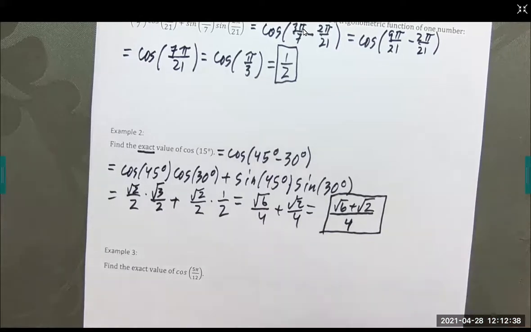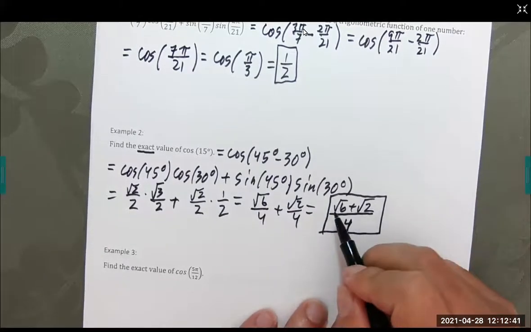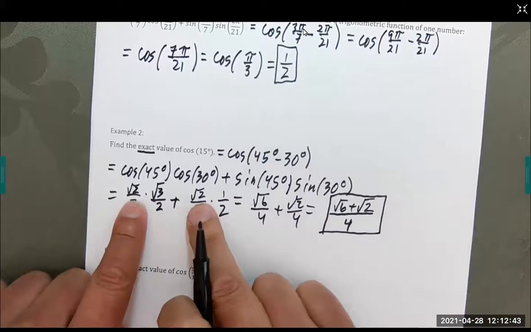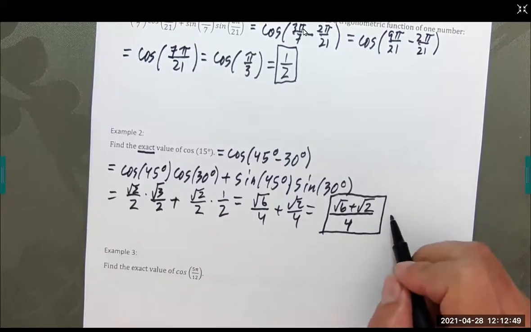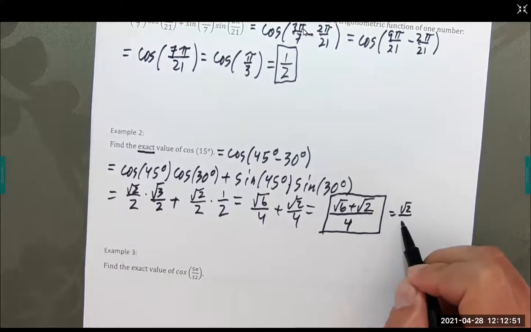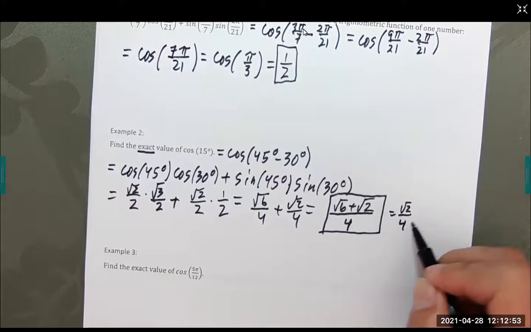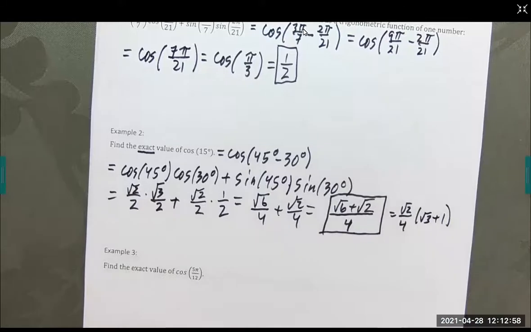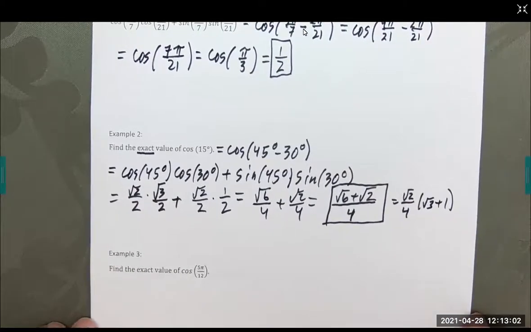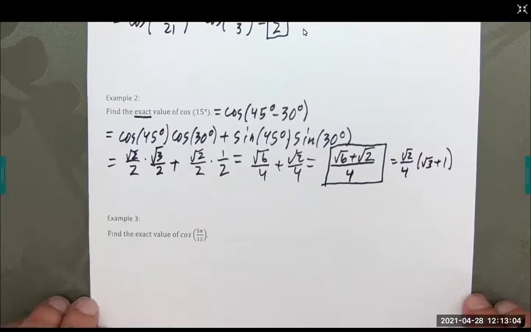Now, it is possible to factor out a root 2. You can see I could pull a root 2 out at the beginning here. In fact, a root 2 over 4 I could pull out. And we're left with root 3 plus 1. Sometimes some online systems have you write it that way. All right, let's keep going.